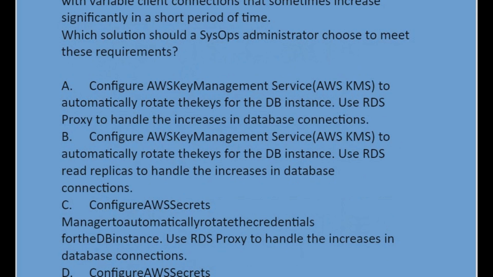Option A. Configure AWS Key Management Service (AWS KMS) to automatically rotate the keys for the DB instance. Use RDS Proxy to handle the increases in database connections. Option B. Configure AWS Key Management Service (AWS KMS) to automatically rotate the keys for the DB instance. Use RDS read replicas to handle the increases in database connections.